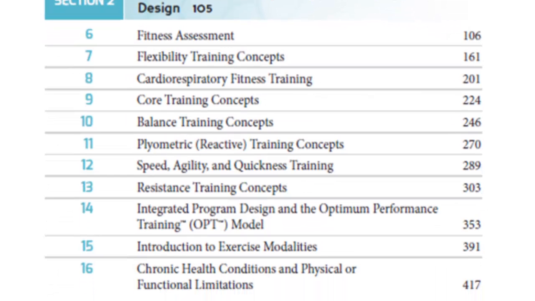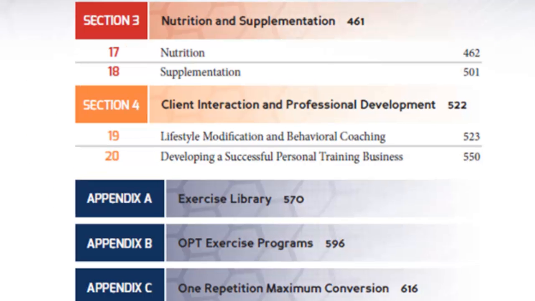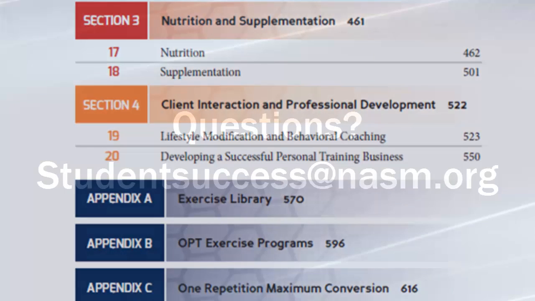Chapter 15 will cover different exercise modalities, and Chapter 16 will be important to learn about different training considerations and guidelines for chronic health conditions and different populations. Chapters 17 and 18 will go over proper guidelines for nutrition and supplementation. Finally, Chapter 19 and 20 will go over lifestyle modifications, communication skills, and developing a successful personal training business.